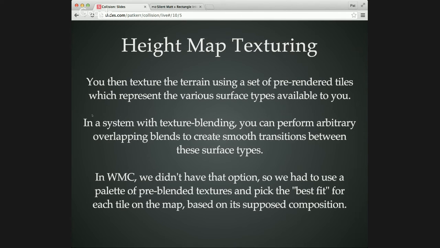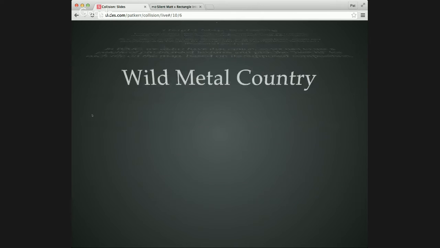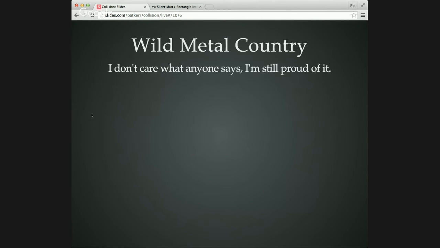Now, back in the late 90s, that kind of texture blending was not readily available. 3D accelerator hardware was not universal, and if you try to do it in software, it's very slow. So we couldn't do the texture blending trick. Instead, we had to have pre-authored blends that the artist would make, and we would do a kind of best fit thing to work out which pre-computed blend to use on each tile to try and make the map look decent. So here it is.